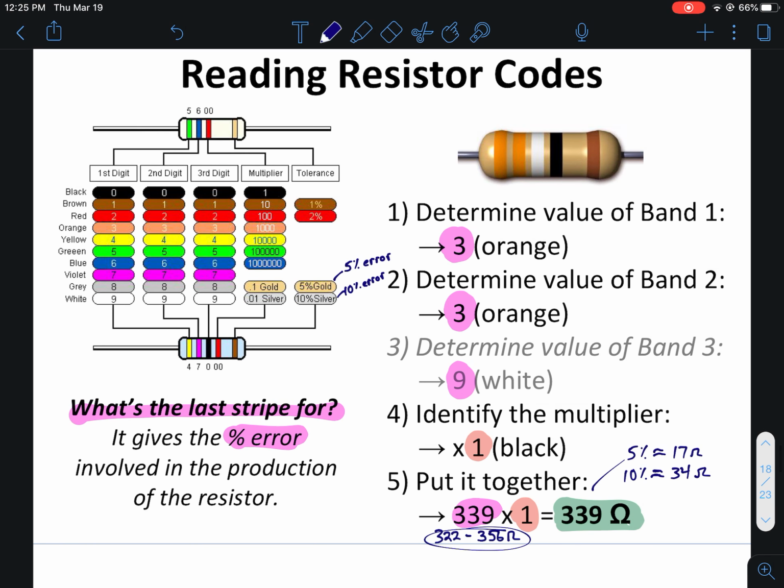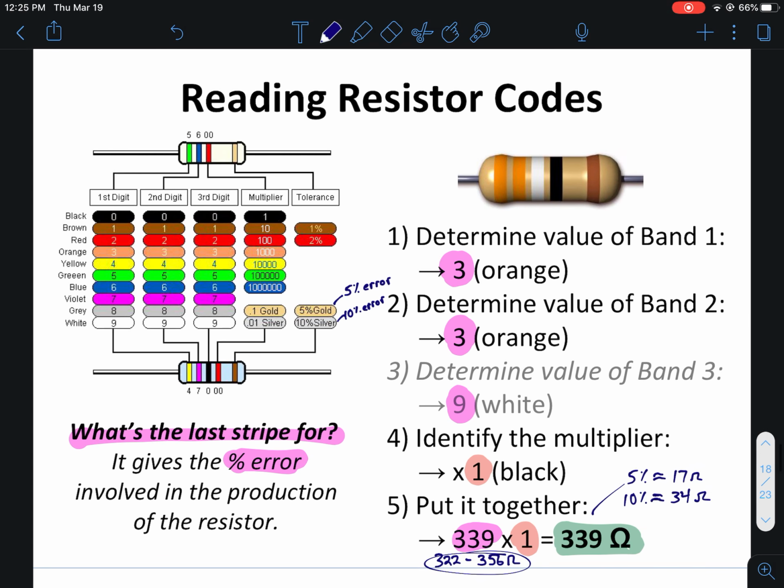I wouldn't spend a whole lot of time worrying about this. This would be a bigger concept if we were actually in class and we were doing these labs in person. You're going to most likely be doing these labs digitally, on a digital platform using what's called the Phys app, a simulation, and it's going to tell you what the resistors are. There's not going to be error involved in them, okay? But that is how those work.